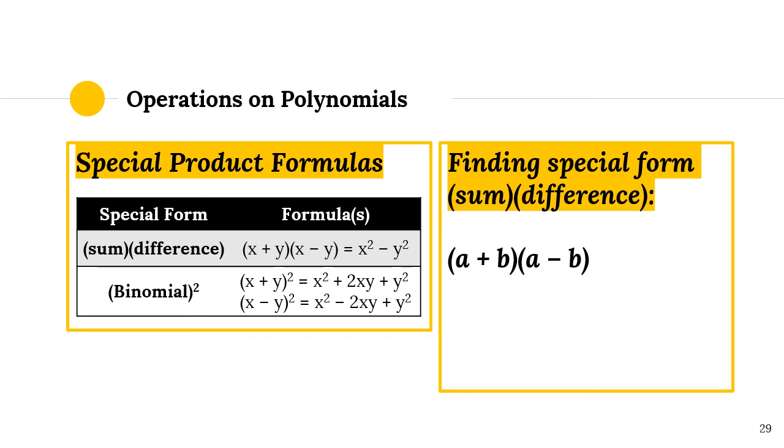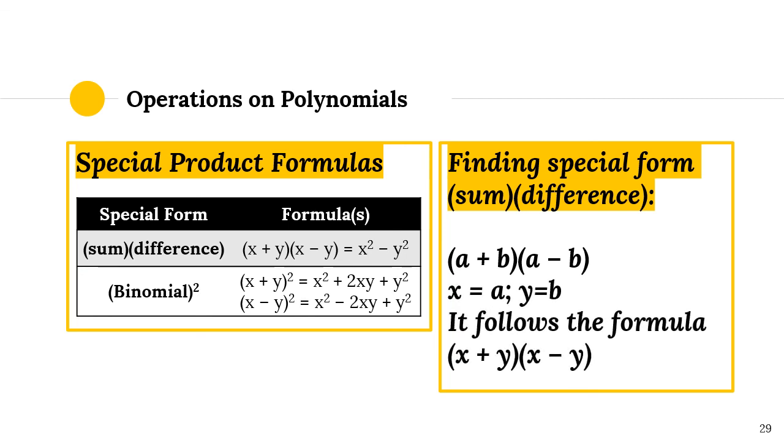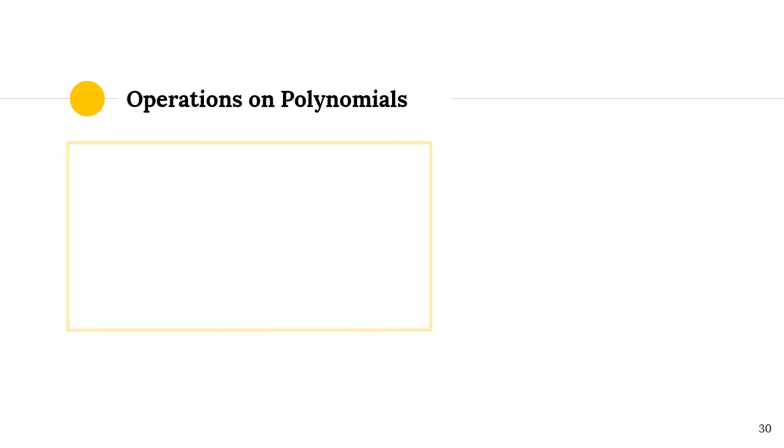a plus b times a minus b. Does it follow the formula for the sum and difference? x here is a, y is b, and it follows the formula x plus y, x minus y. Therefore, you can find the product using this special form for sum and difference.